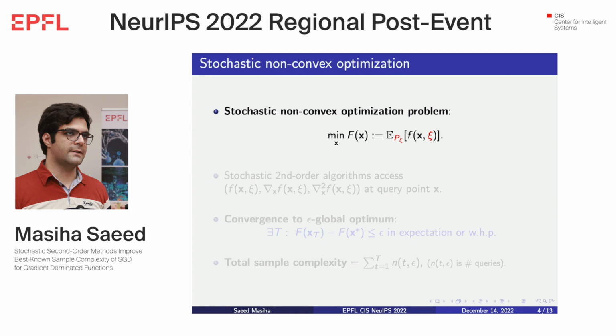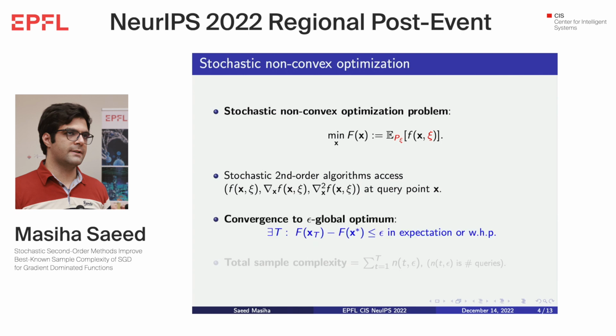This is a minimization of an objective function which is potentially non-convex. It is obtained by an expectation of an accessible function over some unknown distribution. We're trying to use stochastic iterative algorithms which have access to the samples of the accessible function and its gradient and its Hessian at query points, for example, x. And we're trying to use this kind of algorithms in order to converge to epsilon global optimum.